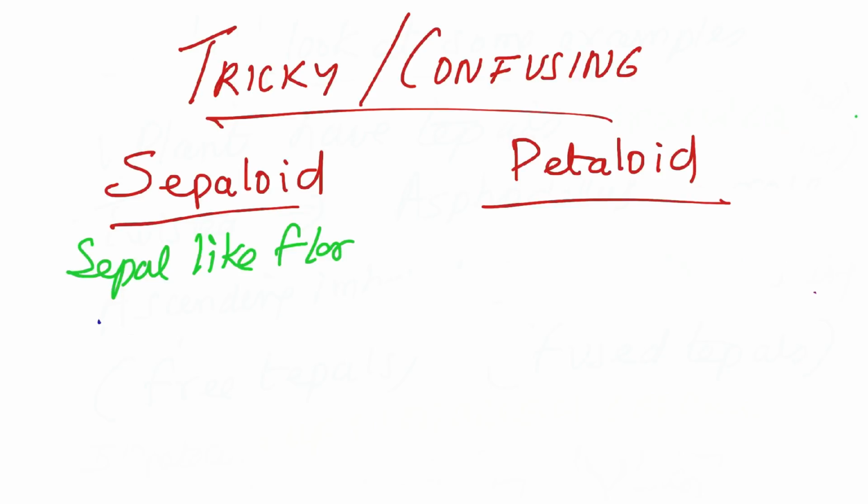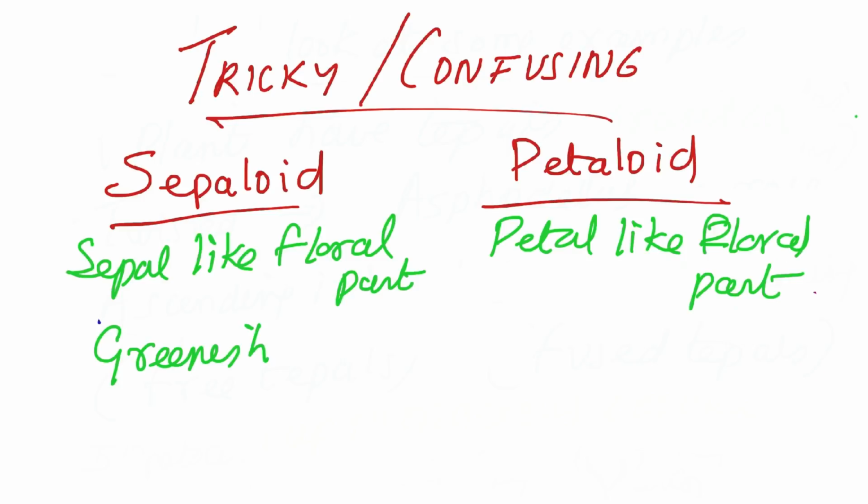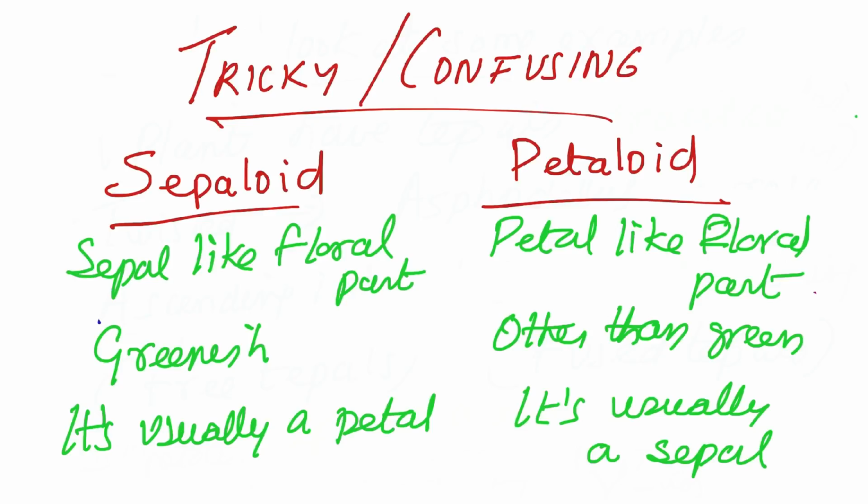floral developments? Sepaloid basically means a sepal-like floral part, and petaloid basically indicates a petal-like floral part. So understand that a floral part which looks like a petal is the meaning of petaloid. Naturally, sepaloid is usually greenish in color, and petaloid is colored other than green. Usually that's the case, and as far as a sepaloid is concerned, it's usually a petal. That's the interesting part. Petaloid is usually a sepal.